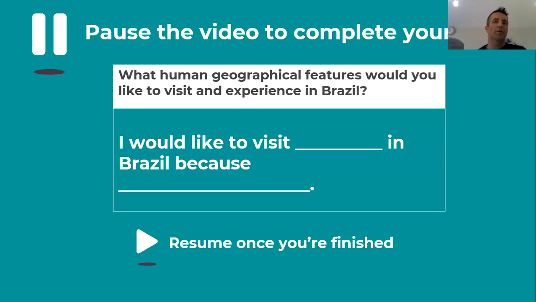So now that we've thought about different human features and some different cultural things that happen in Brazil, I'd like you to think about what human features you might like to visit if you went to Brazil. Maybe you'd like to watch a samba music show or a dance show. Maybe you'd like to go to a sporting event like football matches or to the Olympic Games. Maybe you'd like to go and try some different foods. I'd like you to use the sentence starter on the board and write or say your sentence. Pause the video now and have a go.